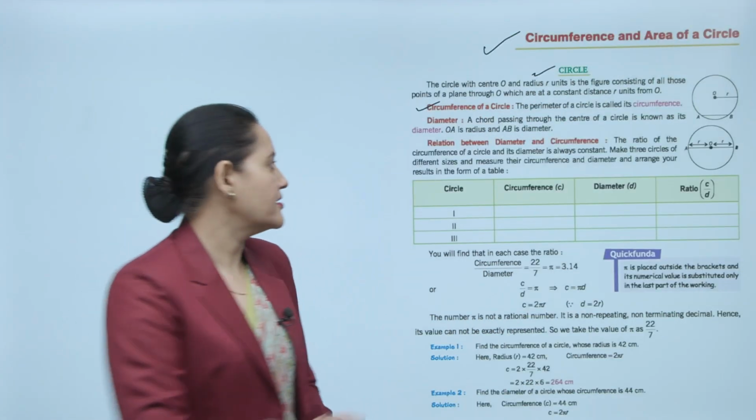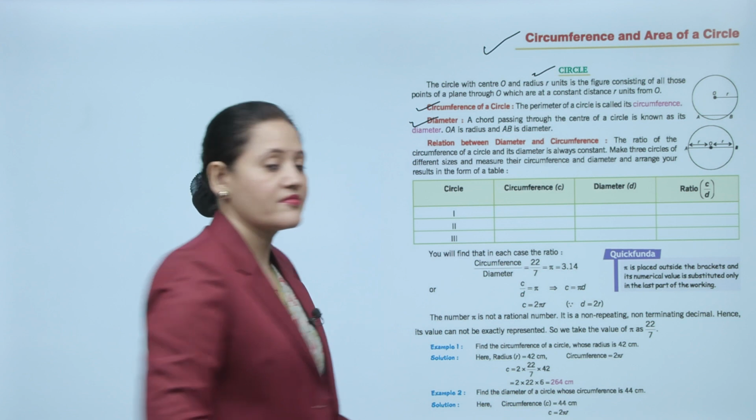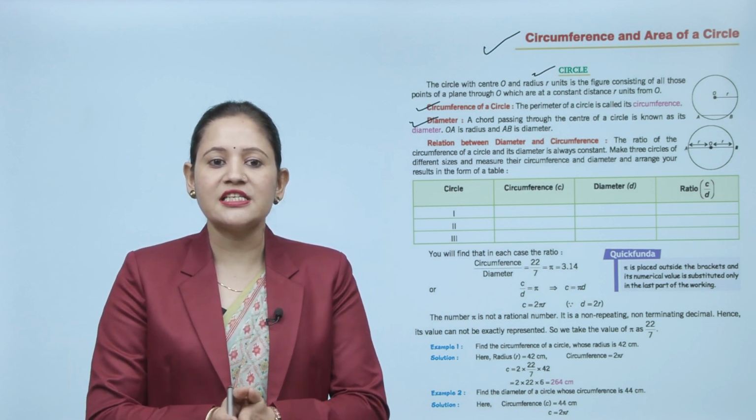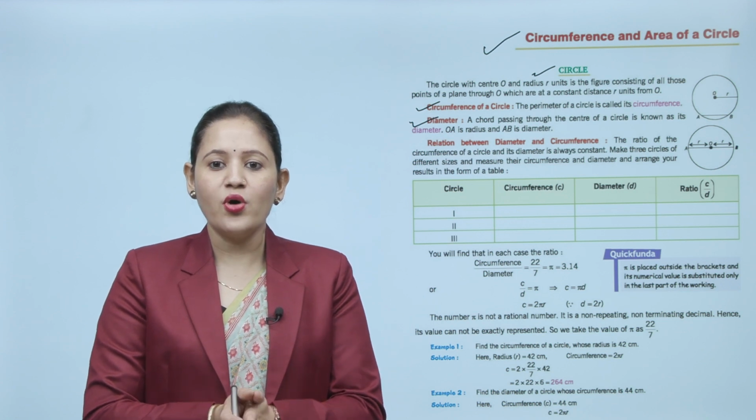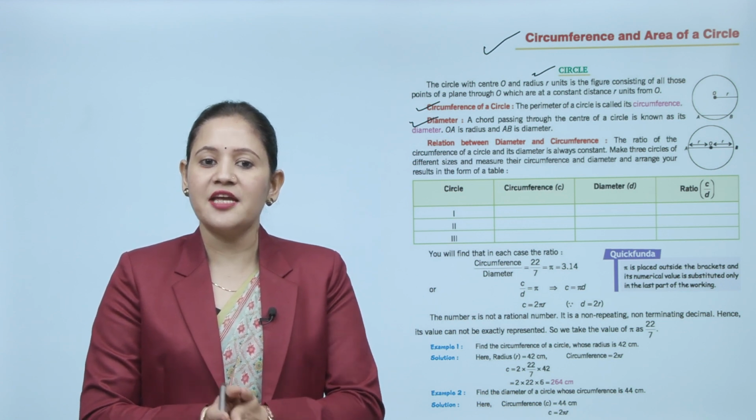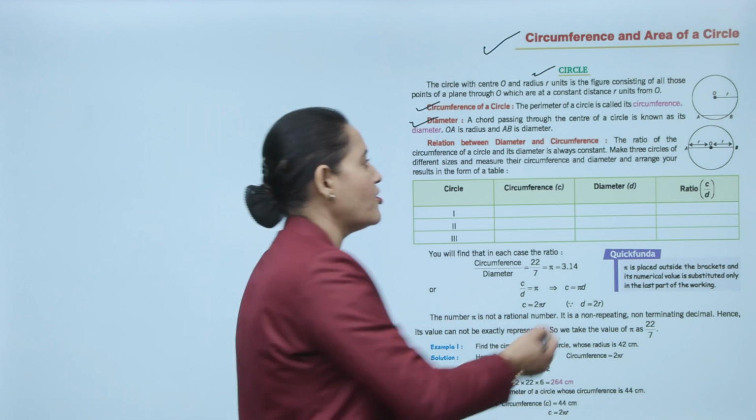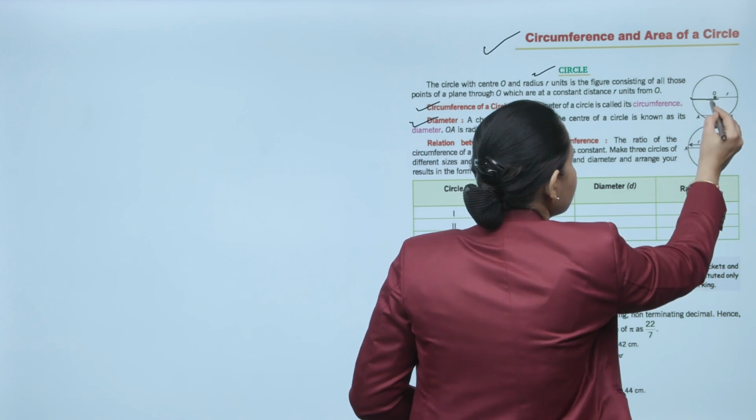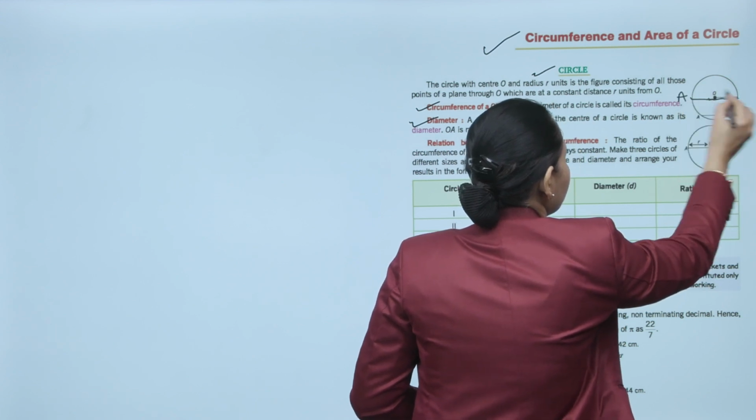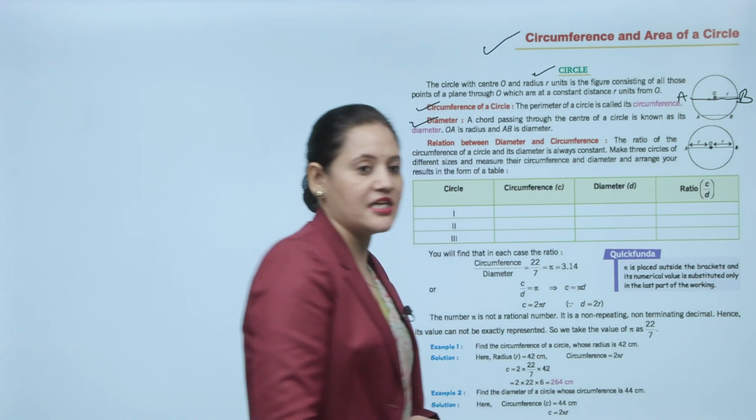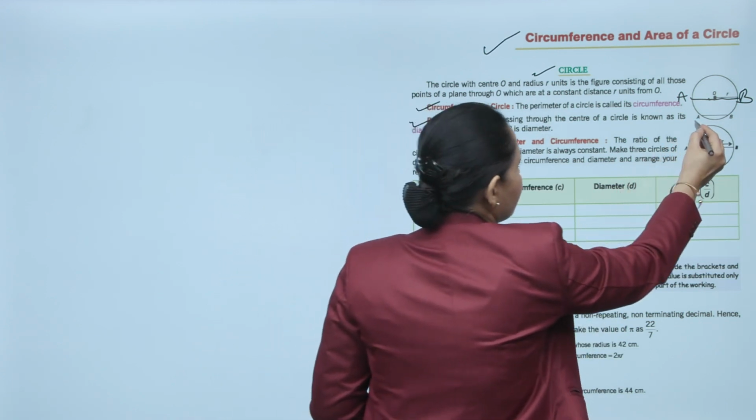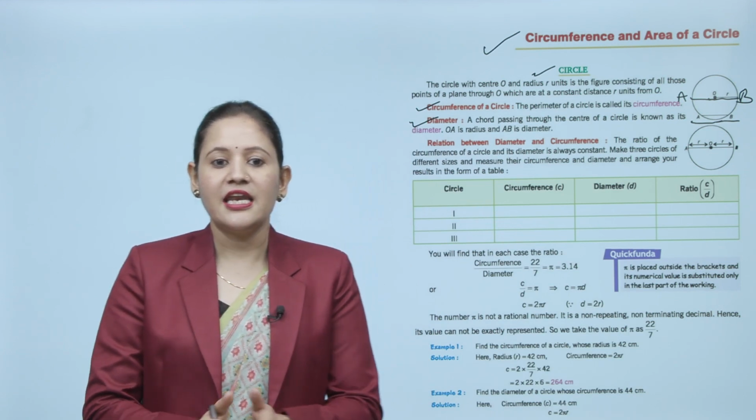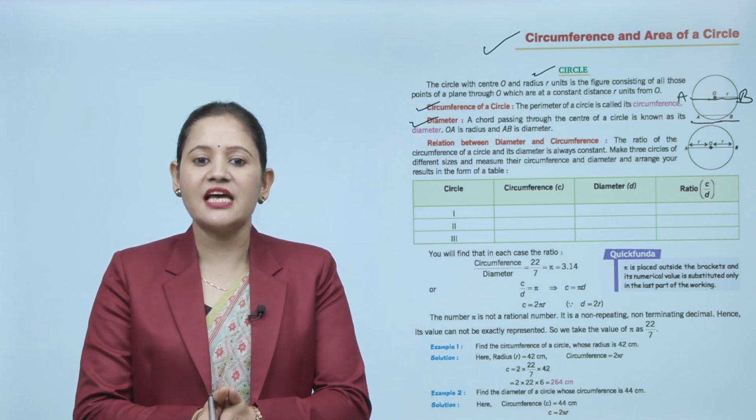Next is diameter. Diameter is a chord passing through the center of the circle. OA is radius and AB is a chord. Diameter always passes through the center. So, if we draw like this, AB, that will be the diameter, and this AB, that is a chord. Clear?